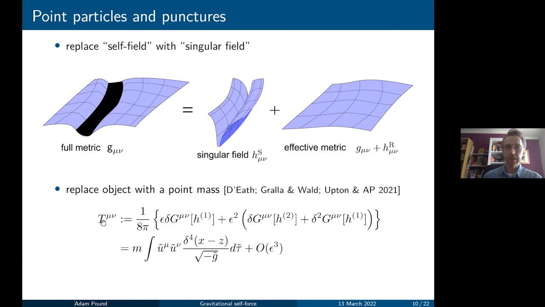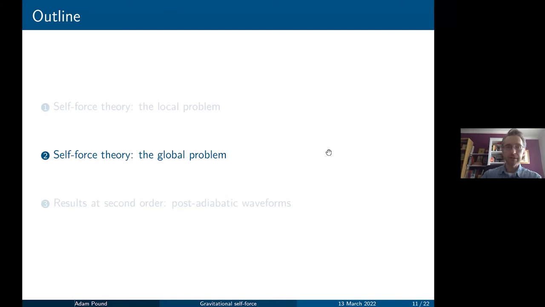But if you do that the right way, what pops out is the stress energy of a point mass, but it is the point mass in the effective metric. So this is the four velocity as normalized in the effective metric. This is the effective metric here. This is proper time in the effective metric. So we have this nice picture of a stress energy of a point mass in the effective metric, and it's moving on a geodesic in that effective metric. Okay, so that's all kind of the basics of how we build up the foundations of our model.